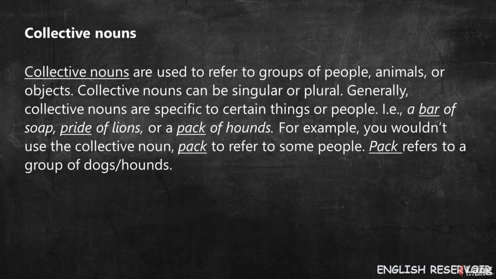Collective nouns. Collective nouns are used to refer to groups of people, animals, or objects. Collective nouns can be singular or plural. Generally, collective nouns are specific to certain things or people, i.e., a bar of soap, pride of lions, or a pack of hounds. For example, you wouldn't use the collective noun pack to refer to some people. Pack refers to a group of dogs or hounds.